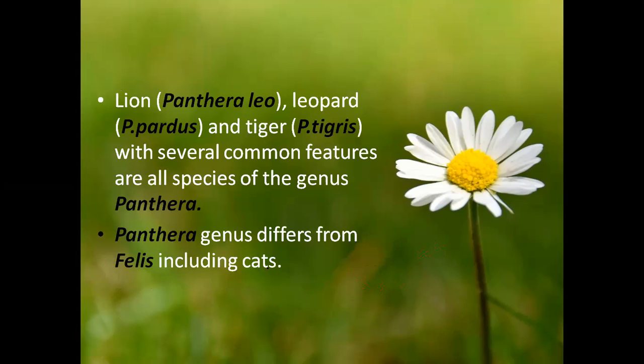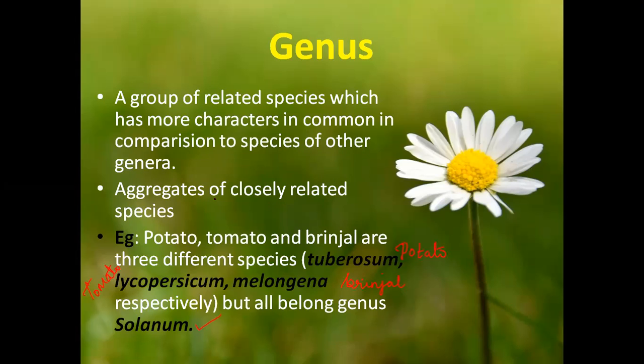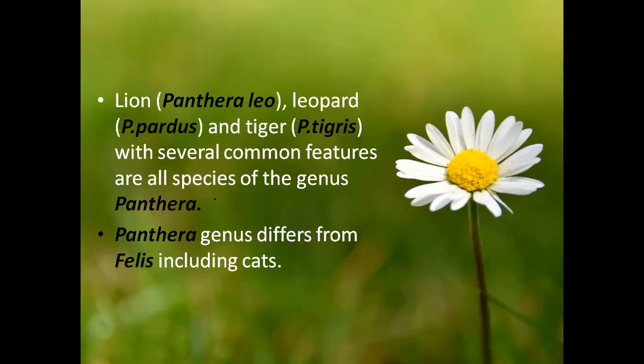Moving on to the next example, that is of animals. That was about the plants. Now coming to the example related to animals: lion Panthera leo, leopard Panthera pardus, and tiger Panthera tigris. Remember the scientific names. With several common features, they are all species of the genus Panthera.